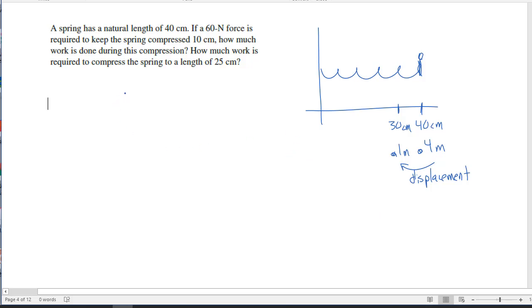So what that would allow us to do, let me come over here and scribble the work. We have force equals k times x, right?